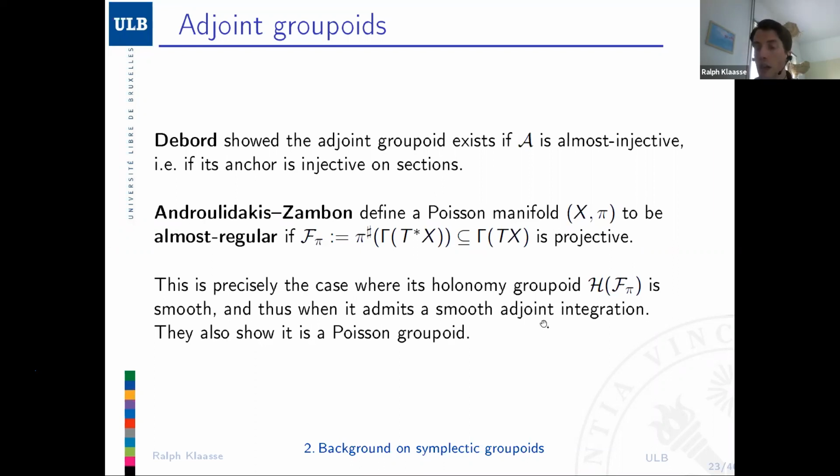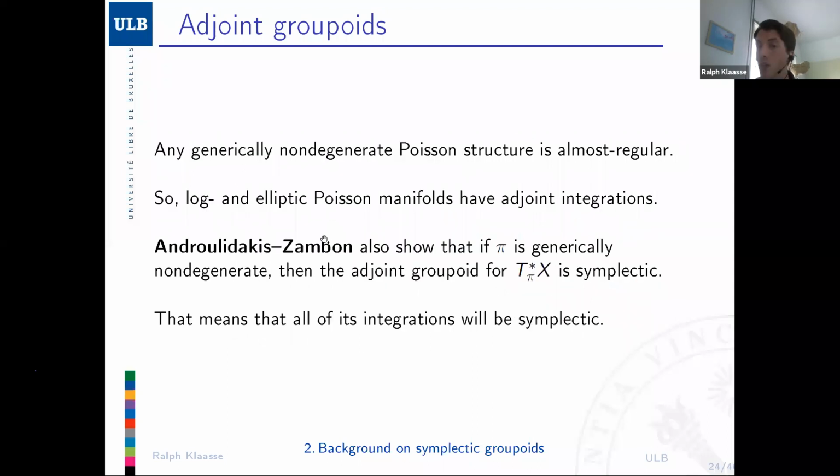And then there is thus a smooth adjoint integration. And they also show that this thing is always Poisson then. So, okay, good. If we can manage to figure out that our Poisson structure is almost regular, then we know that there's a hope of finding the object that we want to construct. Well, they show a little bit more.